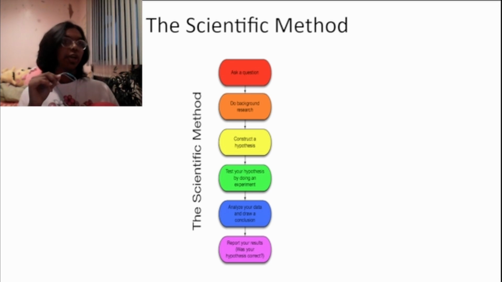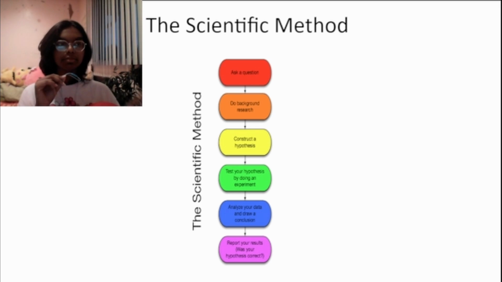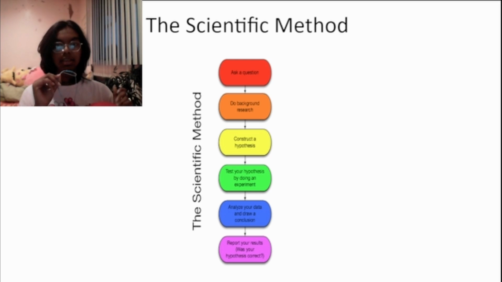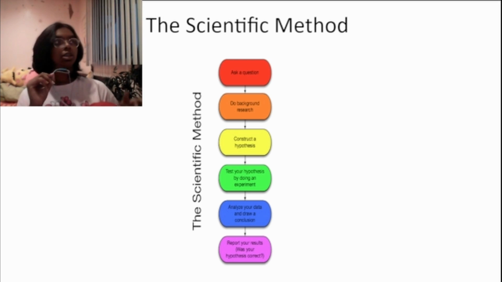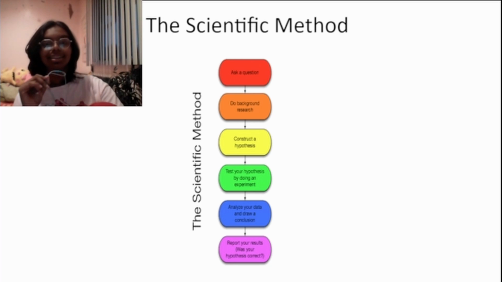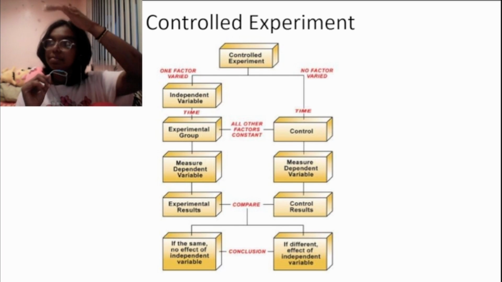And then you do some research, so you go on Google and you research it. Well, there's more to research than that, but this is not a research class. And then you construct a hypothesis, an if-then sentence. If this happened, then this would happen because whatever, right? And then you test your hypothesis by doing an experiment, and then you analyze your data and come up with a conclusion, like, oh, this is why this happened, and then you report your results. Was my hypothesis correct? And if it wasn't, why? Yeah. And then this is pretty much how you do a controlled experiment.